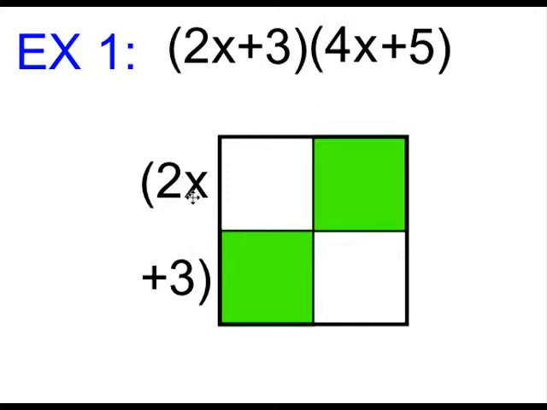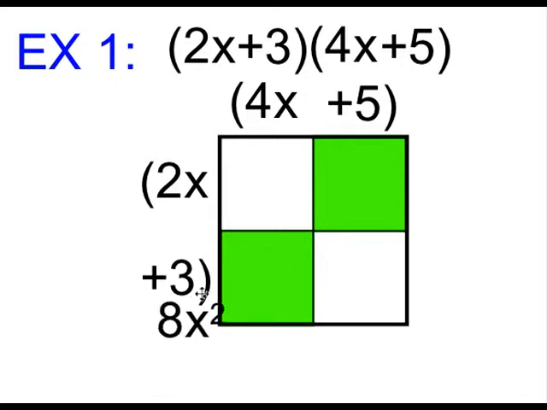Now on the left side goes 2 of the terms. The other 2 in the other set of parentheses goes above. So 4x and positive 5. Now once you have your terms on the outside of the box, it's just like a multiplication table. So I asked myself, 2x times 4x is 8x squared. So in the first box, I'm going to put 8x squared.